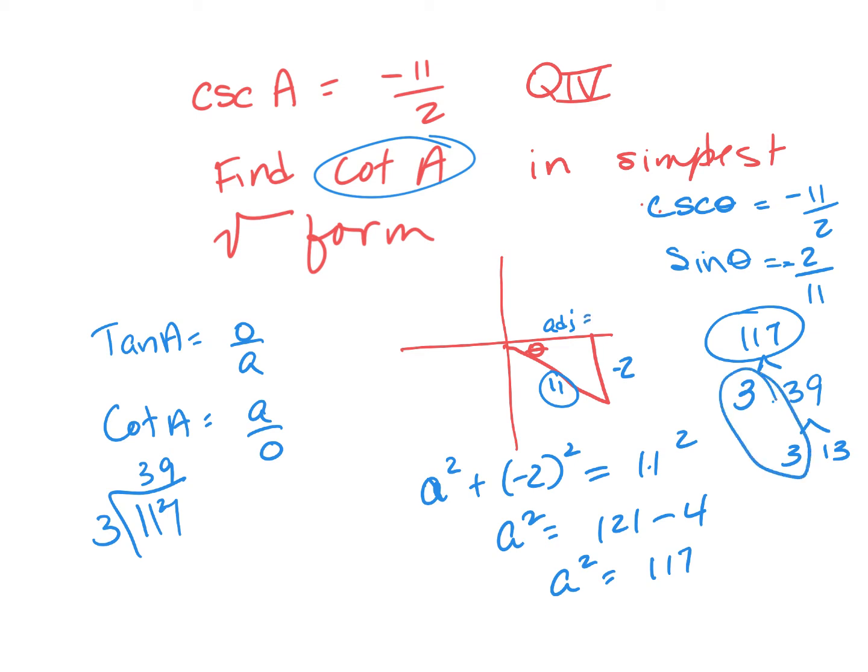So now, instead of root 117, this side here is going to be, since there's 2 3's, I can pull out one 3 and root 13. So that is a positive. So the cotangent is going to be 3 root 13 over negative 2. So the way you're going to write it is negative 3 root 13 over 2.